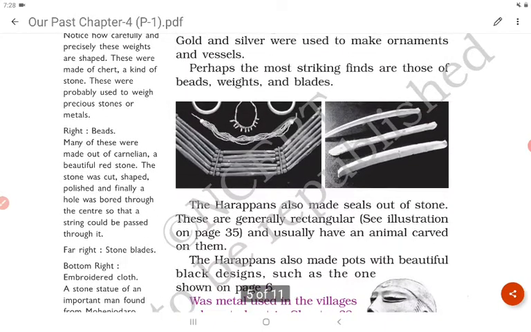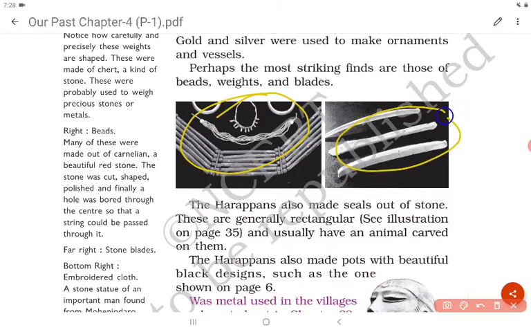Right one is the beads. Many of these were made out of carnelian, a beautiful red stone. The stone was cut, shaped, polished, and finally a hole was bored through the center so that a string could be passed through it. Far right, stone blades. So these are the beads and these are stone blades.